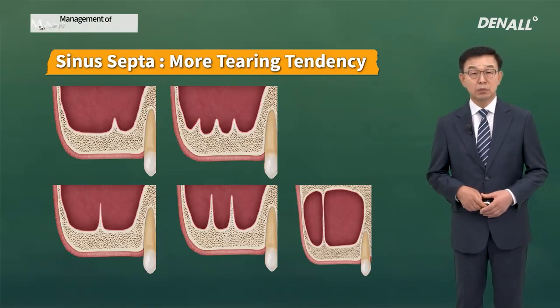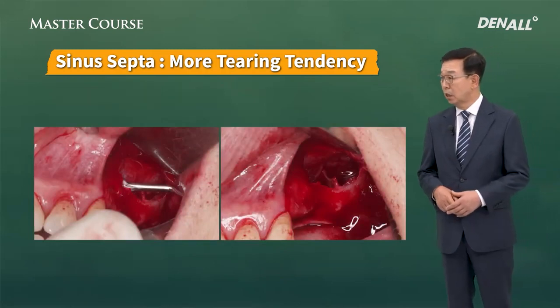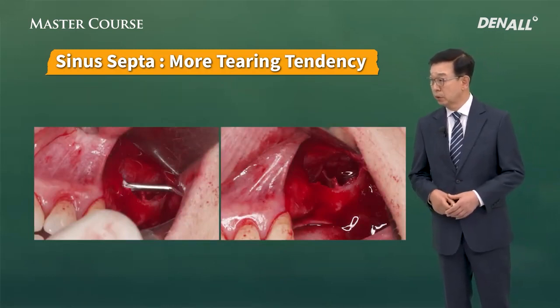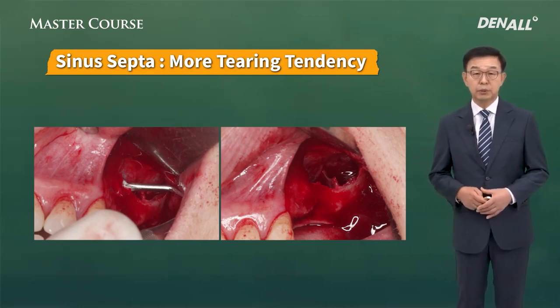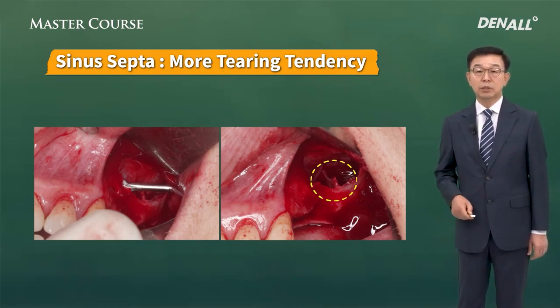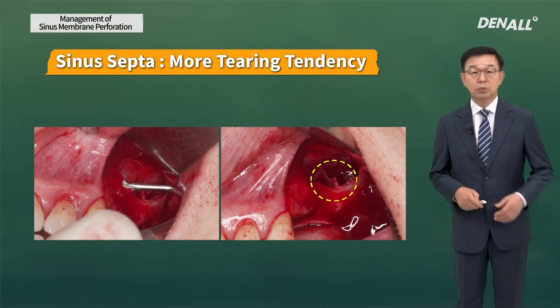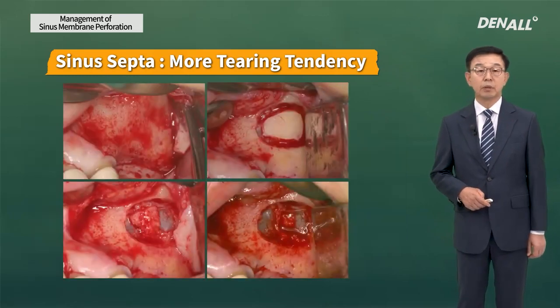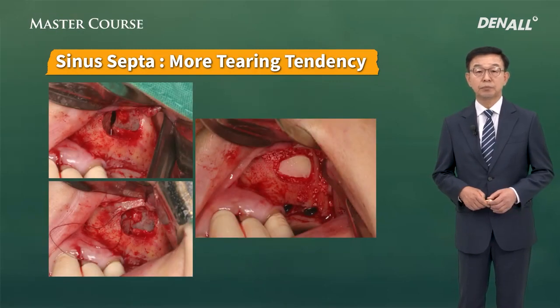In the case there's septum, more tearing can occur. You need to diagnose ahead. In the case there is septum, you need to bear in mind and prepare yourself for that. Sinus lift should be performed in a manner as to protect it. You can see that if there's septum, tearing can occur around the septum. So devices should be used with caution. In the case there's septum, during surgery, sinus membrane can be perforated very frequently.